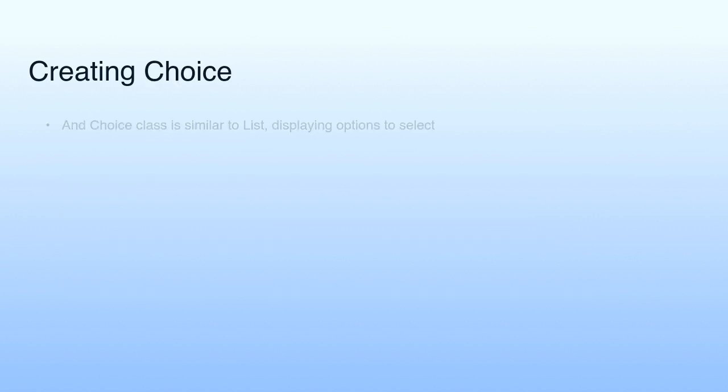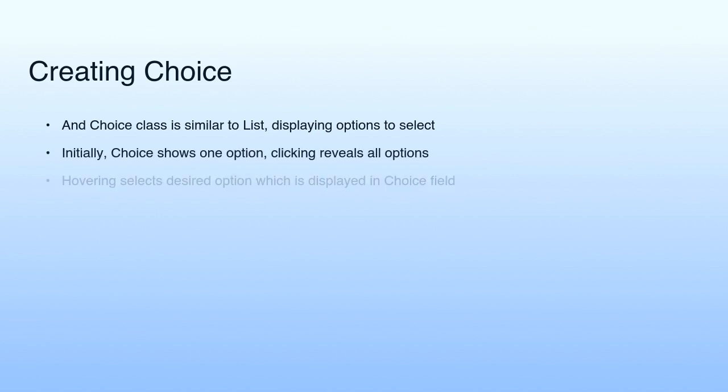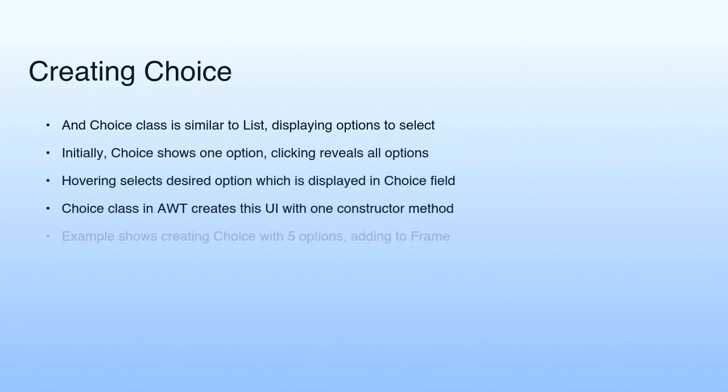The Choice class in AWT is similar to the list class, displaying options for the user to select. Initially, the choice shows one option, and clicking it reveals all available options. Hovering over an option selects it, and the selected option is displayed in the choice field. The Choice class in AWT has one constructor method. An example demonstrates creating a choice with 5 options, adding them to the choice, and then adding the choice to a frame.